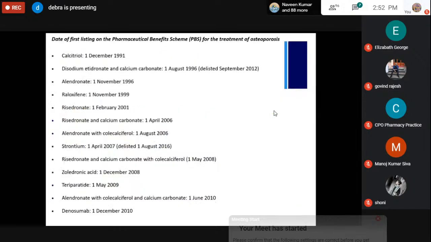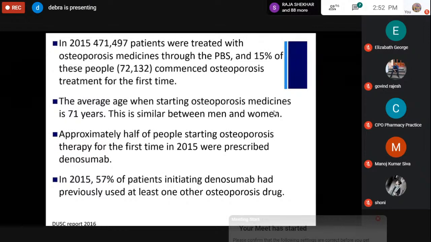So in Australia, this gives you a timeline of when these medicines were listed for public subsidy. And as I said, the introduction of Denosumab in 2010 has very much changed how we treat osteoporosis. And with that comes need for pharmacovigilance as we become familiar with different adverse effects associated with denosumab from the bisphosphonates. We can see that the average starting age of osteoporosis medicine in Australia is 71 years, and approximately half of the people starting osteoporosis therapy were prescribed denosumab. I'll show you some other data to show that in 5 years from the time it was introduced, approximately half of the people were starting, and then in the next 5 years from 2015 to 2020, it's almost all people starting on that drug.